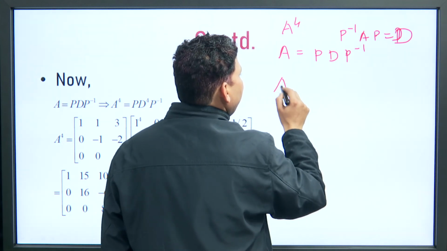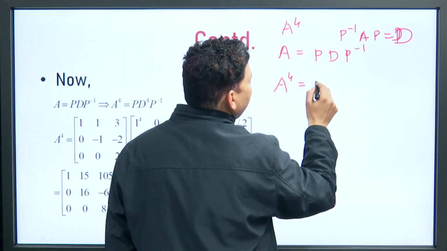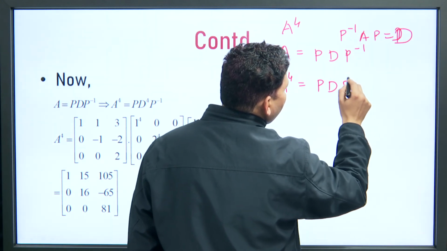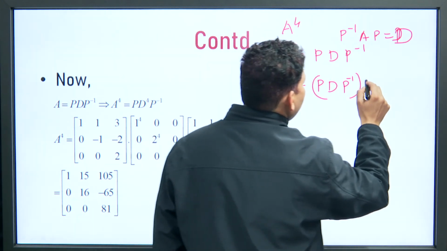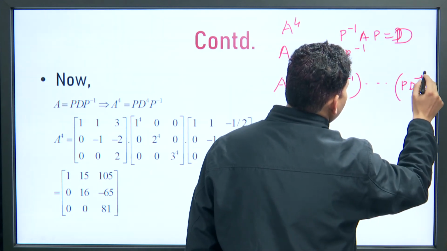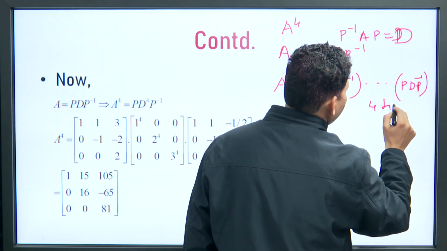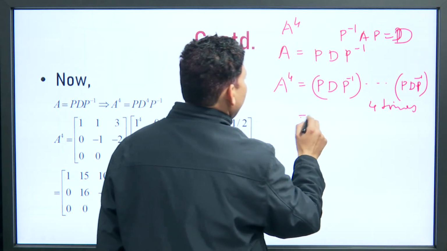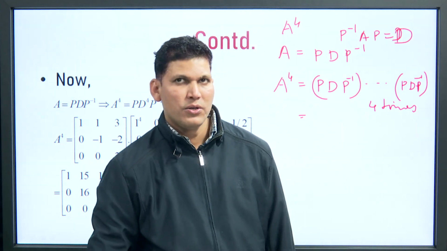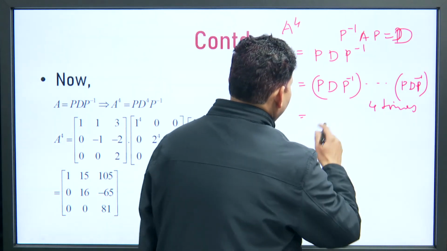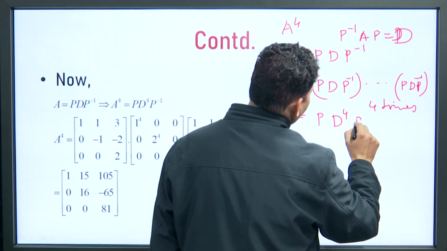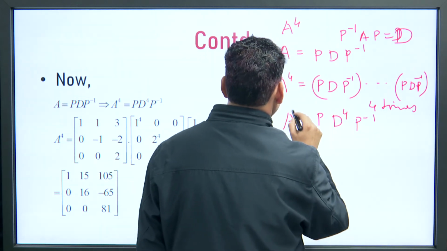If we find A to the power 4, then we get P D P inverse 4 times. If we simplify this, because matrix multiplication satisfies the associative law, we get P D to the power 4 P inverse. So, A to the power 4 equals P D to the power 4 P inverse.